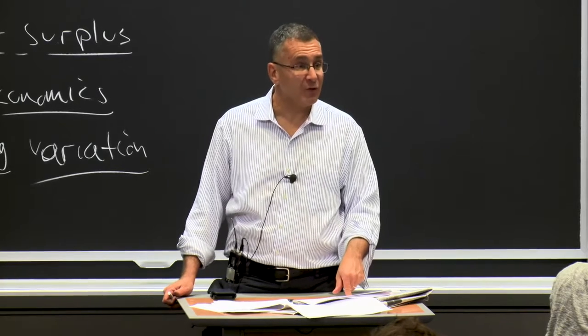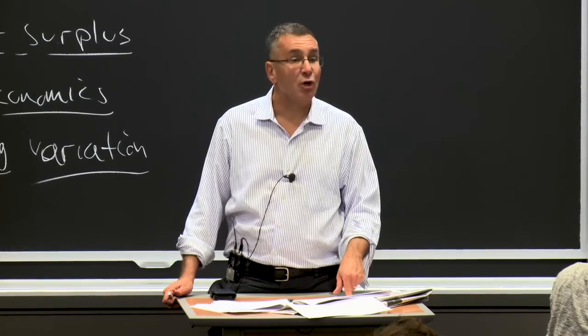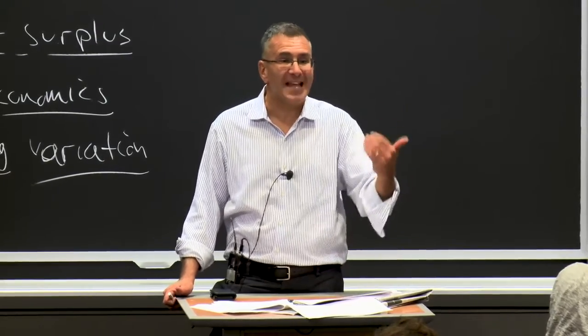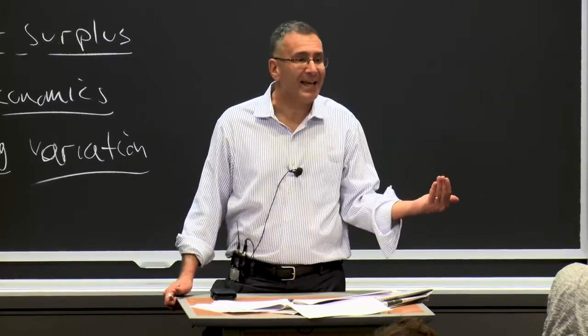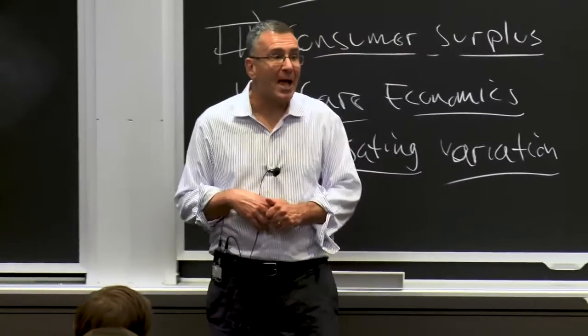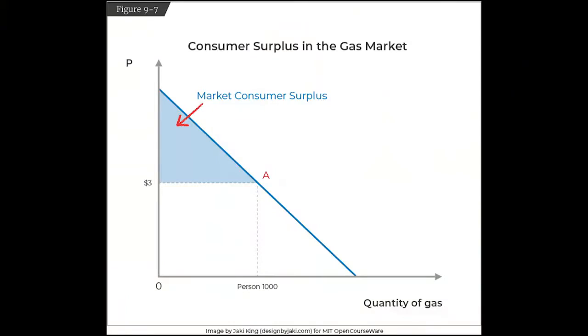Didn't happen because it's beyond your willingness to pay; your willingness to pay is below the price. So consumer surplus can't go negative. If it went negative, you just wouldn't buy it. There's no such thing as negative consumer surplus. But as you get closer and closer to A, you actually do end up with consumer surplus going to 0. So that's sort of market consumer surplus.